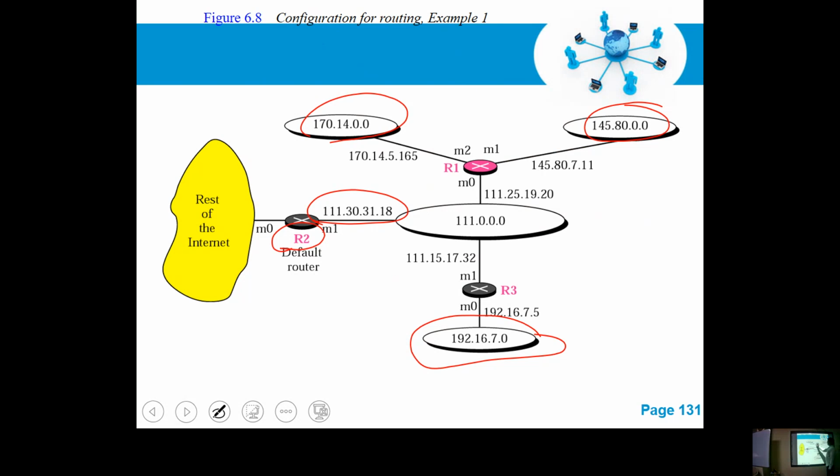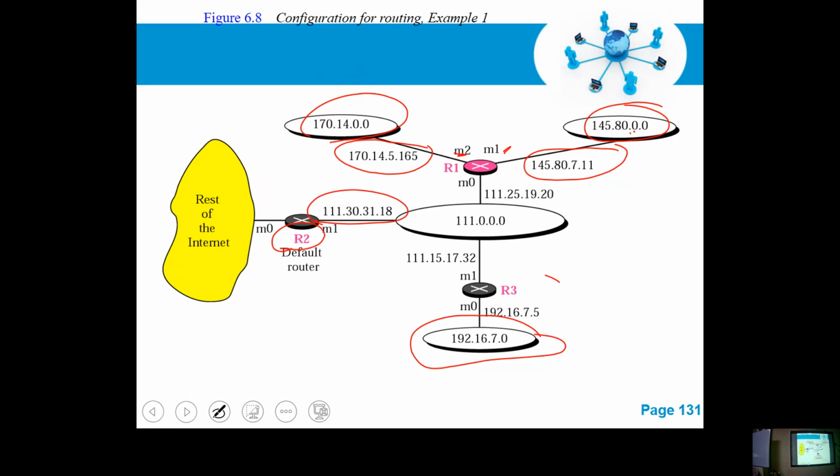Similarly, if I have to go to 170.14.0.0, this is the address to which we will be giving. That is the link address, and the link number is M2. And if I have to go here, this is the interface address, the next hop address, and the link interface number is M1. And to go to this particular network, I give the address of R3, and M0 is the interface.